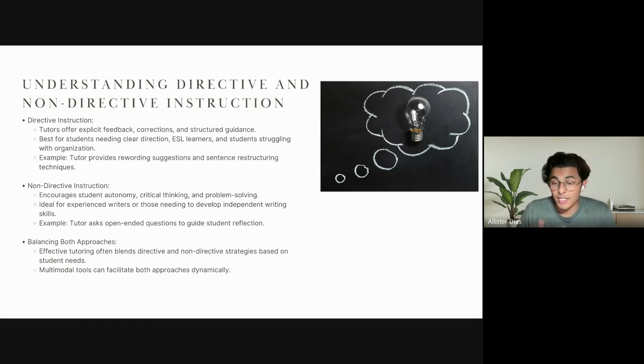These are best for students who need clear direction. They may not be familiar with writing as well. They may have English as a second language, or they could be students who just generally struggle with organization. So, for example, a tutor who provides rewording suggestions and sentence restructuring techniques, right? You really want to be direct and upfront. And in a lot of cases, you're kind of putting the answer out there for the writer to follow along.